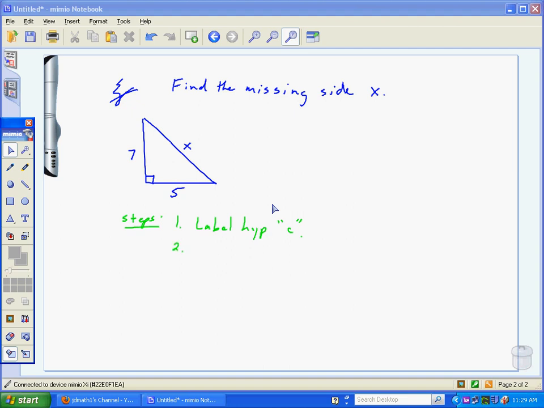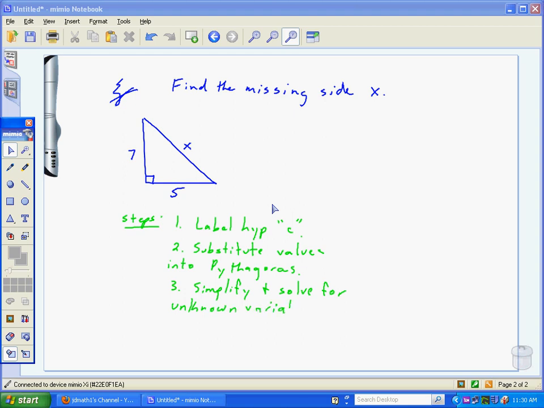Step 2. Substitute values into Pythagoras. Boy, this green is a bright green. So substitute your values into Pythagoras. Step 3. Simplify and solve for unknown variable. Because it might be side A or side B, whatever it is you're looking for.